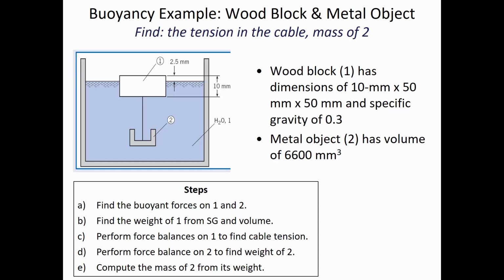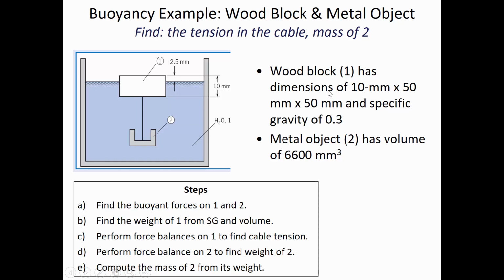And remember that the buoyant forces depend on the volume displaced. Now, these units are a little bit screwy, millimeters and cubic millimeters. My suggestion is to, from the very beginning, convert all of that into cubic meters and to lengths of meters. And we'll have some pretty small forces, but it'll just be easiest if you convert the units to the base units to begin with. So the buoyant forces on 1 and 2, and then the next step, you find the weight of object 1 based on the given specific gravity of 0.3 that they said and its volume.